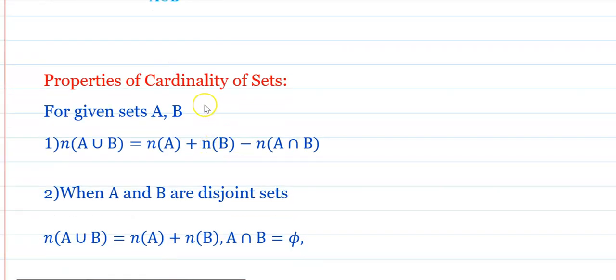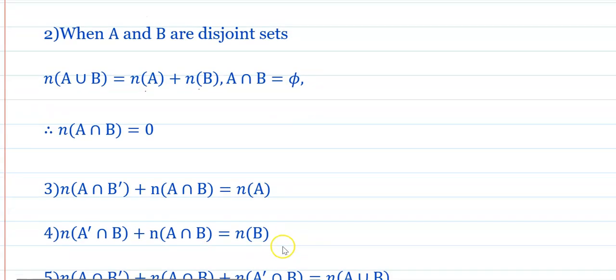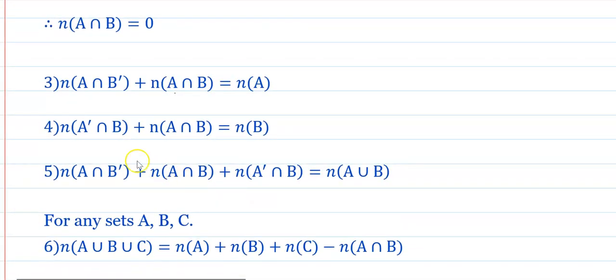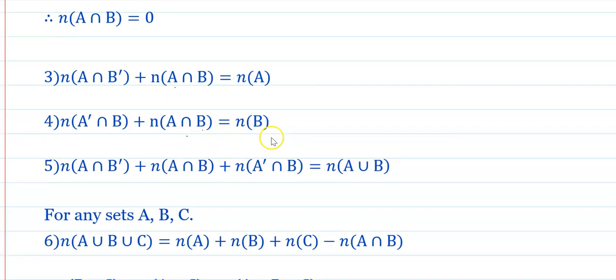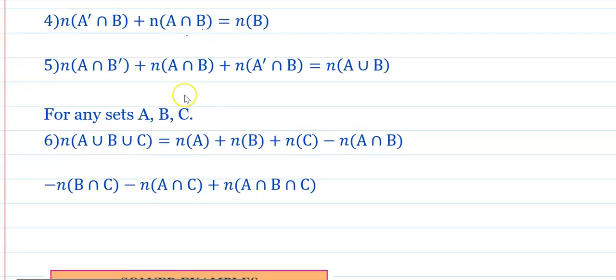Now the properties of cardinality of a set. N of A union B is equal to N of A plus N of B minus N of A intersection B. When A and B are disjoint sets, N of A union B is equal to N of A plus N of B, and their intersection is phi. Therefore, N of A intersection B is equal to 0. N of A intersection B complement plus N of A intersection B is equal to N of A. N of A complement intersection B plus N of A intersection B is equal to N of B. You can see all these types of formulas.